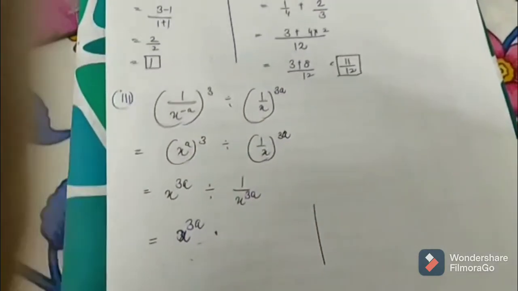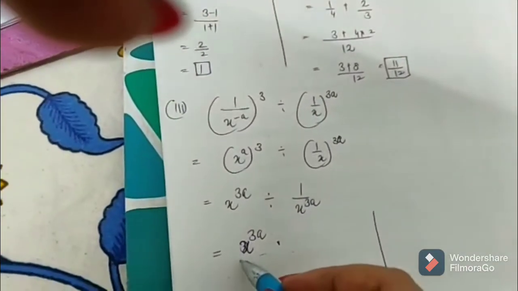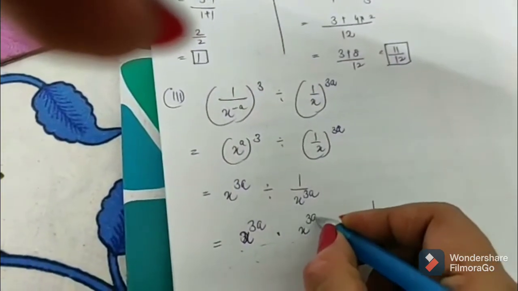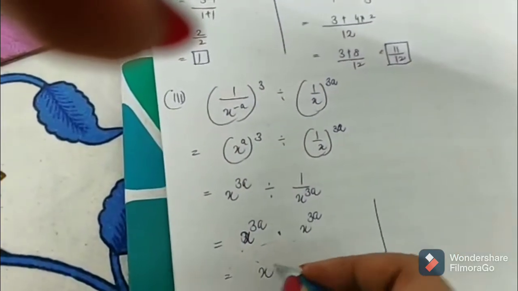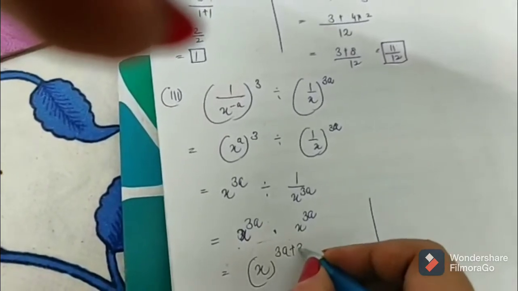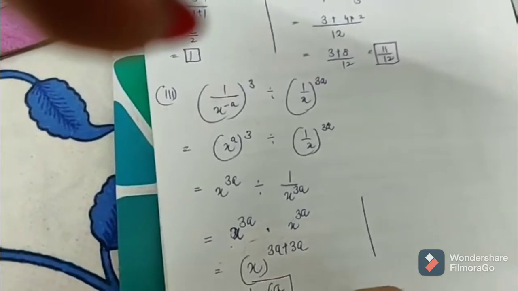Now there are two methods. Since we are dividing it, this can be written as x raised to power 3a into x raised to power 3a. That is, x raised to power, the powers are going to be added, 3a plus 3a. That is, x raised to power 6a is your answer.